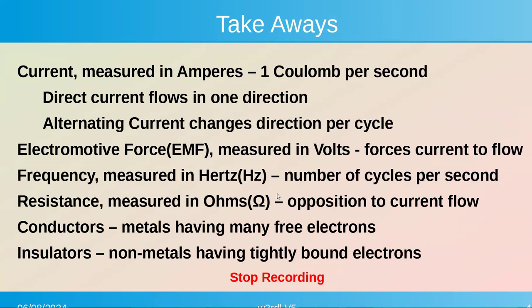Okay, so we learned that current is measured in amps. It's 1 coulomb per second. And a coulomb is a whole bunch of elementary charges. You don't have to remember that 6.24 number. Alternating current changes direction, polarity, per cycle. Electromotive force, we measure in volts, and that's the force that is causing current to flow, whether we talk about it being electron flow or charge flow. We measure frequency in hertz. It's the number of cycles per second.